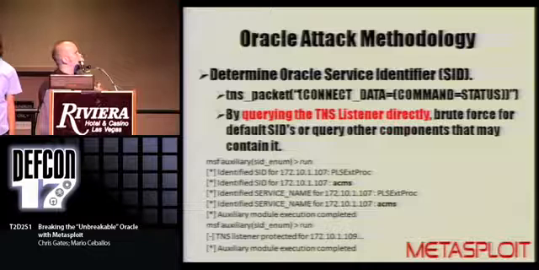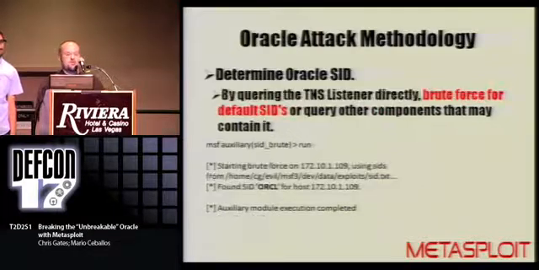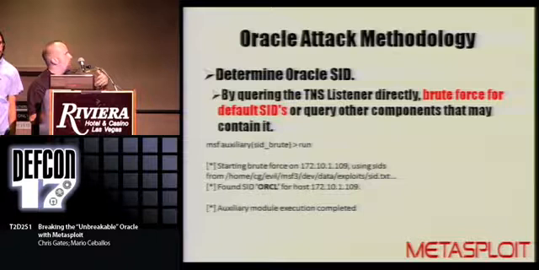So if it won't give it to us directly, we've got a few other methods that we can go after it with. First thing we can do is brute force for default SIDs. So we take the SID list from Red Database Security. Feel free to add to it. Mine's growing every day. It just rips through and asks the Oracle instance, oh, are you Oracle? Are you DBMS? Are you Oracle 9? Whatever. And if it's right, it will give you a different error message back and you parse that out for you.